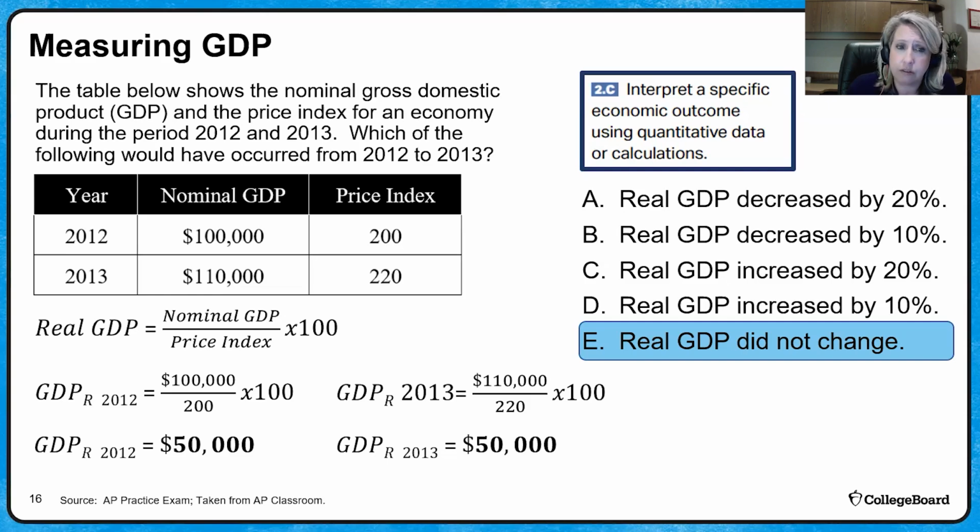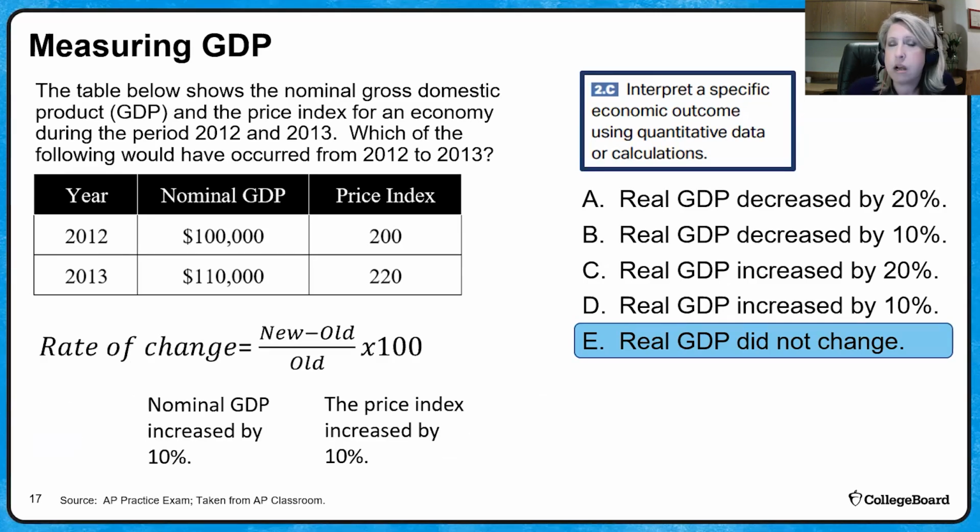So read the question carefully, think about what it's asking, and then determine whether or not you can use your reasoning skills to derive the correct answer. So I'm bringing up our rate of change formula. This is a super important one. You definitely have to know this. So rate of change for anything is new minus old over old times 100.